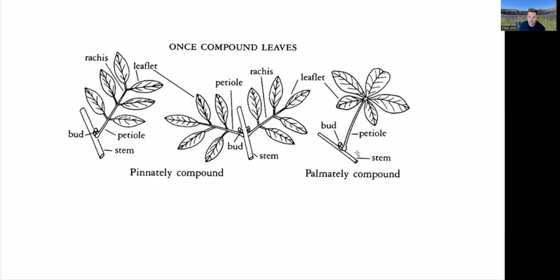Now with palmately compound leaves, it's essentially the same, except there is no rachis, and the arrangement of the leaflets is palm-like, like your hand. So palm-like: bud, petiole coming off of the stem at the node, petiole coming to the leaflets that are palmately arranged.